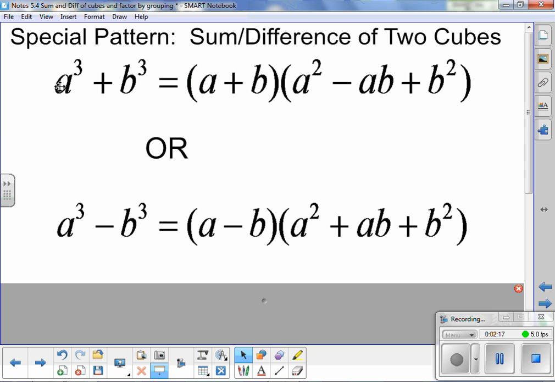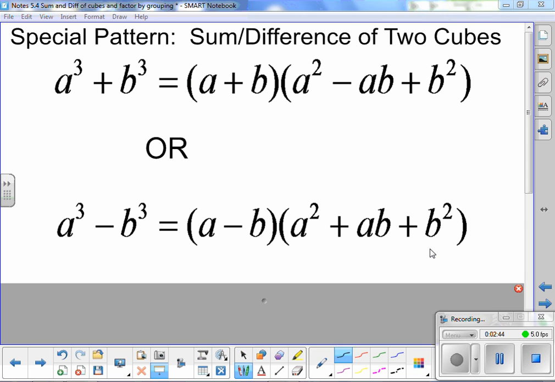So if you'll notice, a cubed plus b cubed, the first binomial is just whatever was being cubed. So the a and the b just end up there. The second trinomial, the front and the back are just the a and b being squared. And then the middle part, you multiply the a and b together. Okay, so it's just a whole bunch of a's and b's. The part here that most people get thrown off on are the signs. So the plus, minus, plus, and minus, plus, plus.